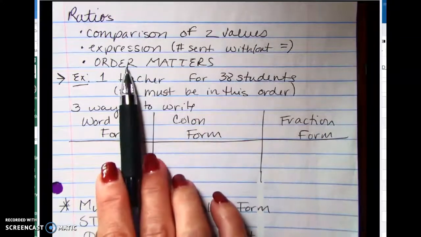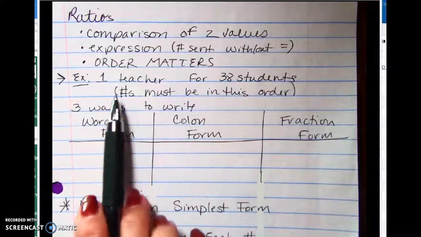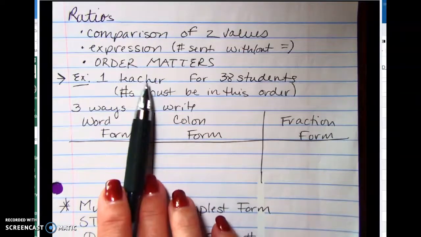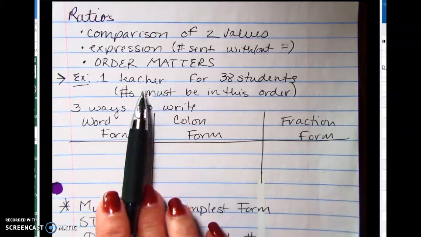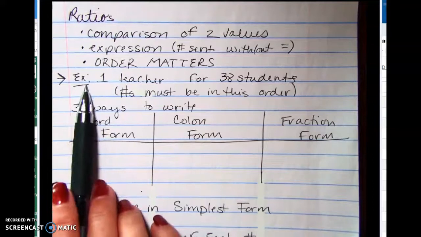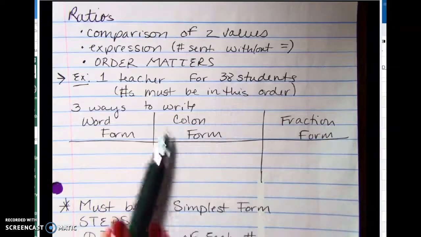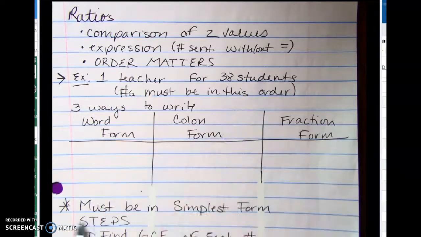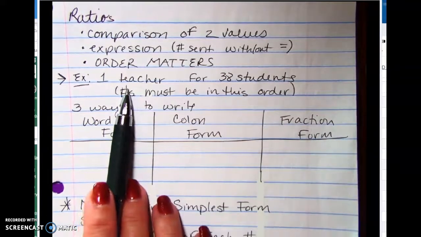One thing that's super important is that order matters. When you are given information, you have to make sure you pay attention to what order is wanted to be listed. So for example, if I have this statement, one teacher for every 38 students, that is actually a ratio. We're comparing teachers to students. Numbers must be in this order if that's what's required.